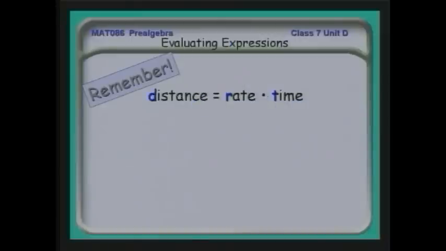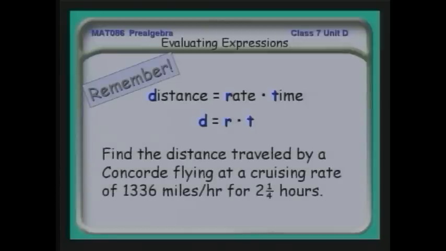In fact, we can do this in terms of a little word problem. I would remind you again, we've used this before, that distance equals rate times time. Distance equals speed times time. Speed is a rate. And we'd like to find the distance of a Concorde flying at a cruising rate, or speed, of 1,336 miles per hour for 2 1/4 hours.